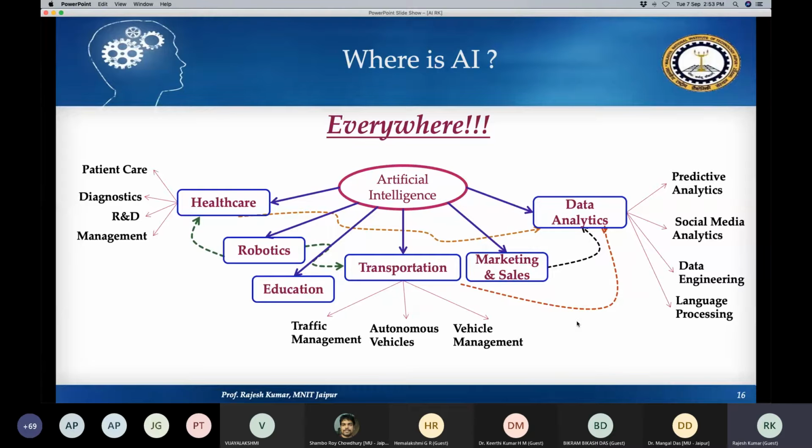And they are interconnected with each other. It's not like one is isolated, because we use data analytics for the transportation part, and we use data analytics in healthcare also. We use robotics in some parts of healthcare. We have very intelligent robots being used to perform certain operations. And when you talk about autonomous vehicles, that comes under robotics. So they are intermixed with each other.